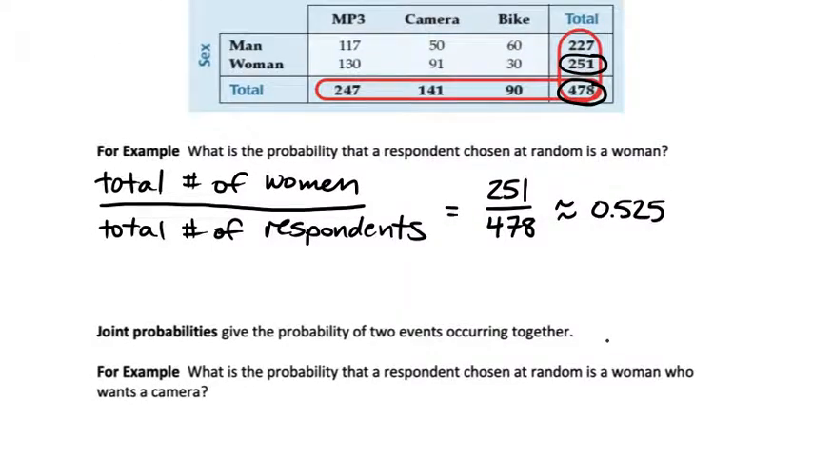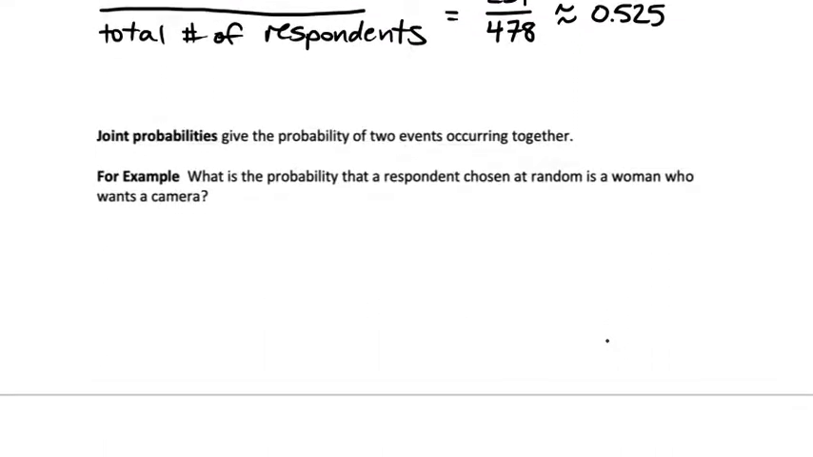So another type of probability that we can calculate is the joint probability, which gives the probability of 2 events occurring together. And often in the question, you will see the word and. So it's the probability of something and something else happening. This question doesn't specifically use the word and, but we can kind of interpret it to mean that.